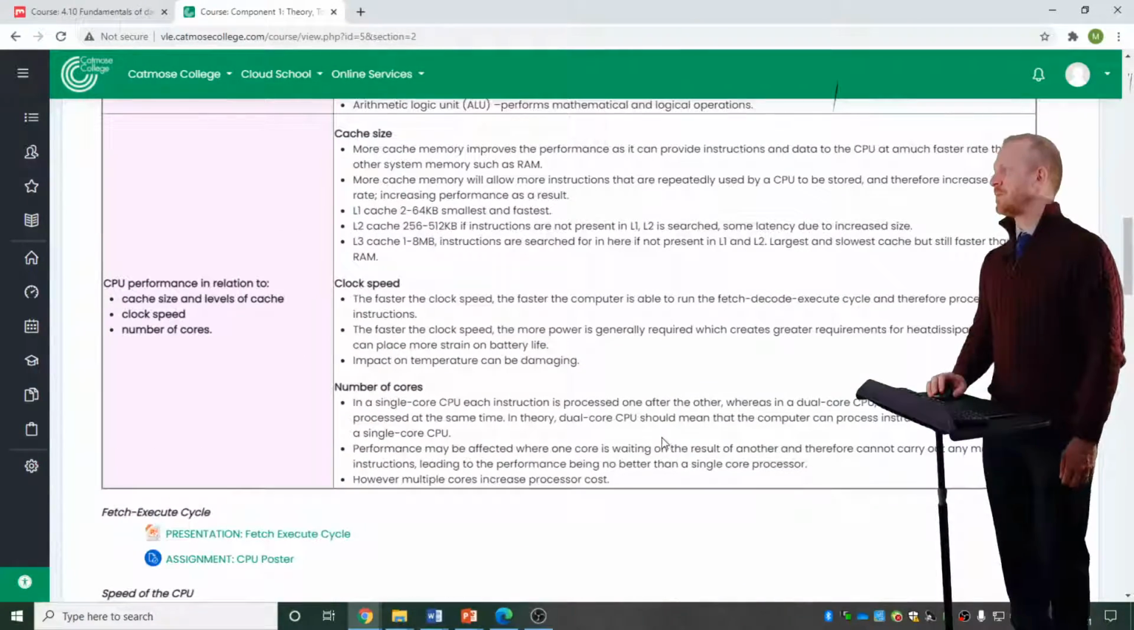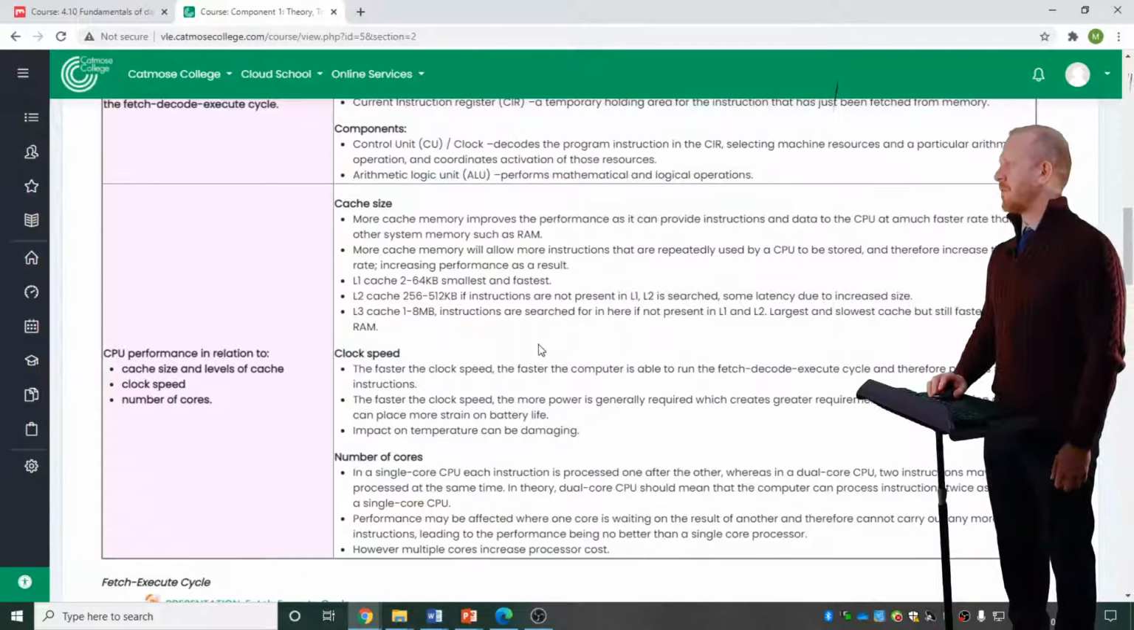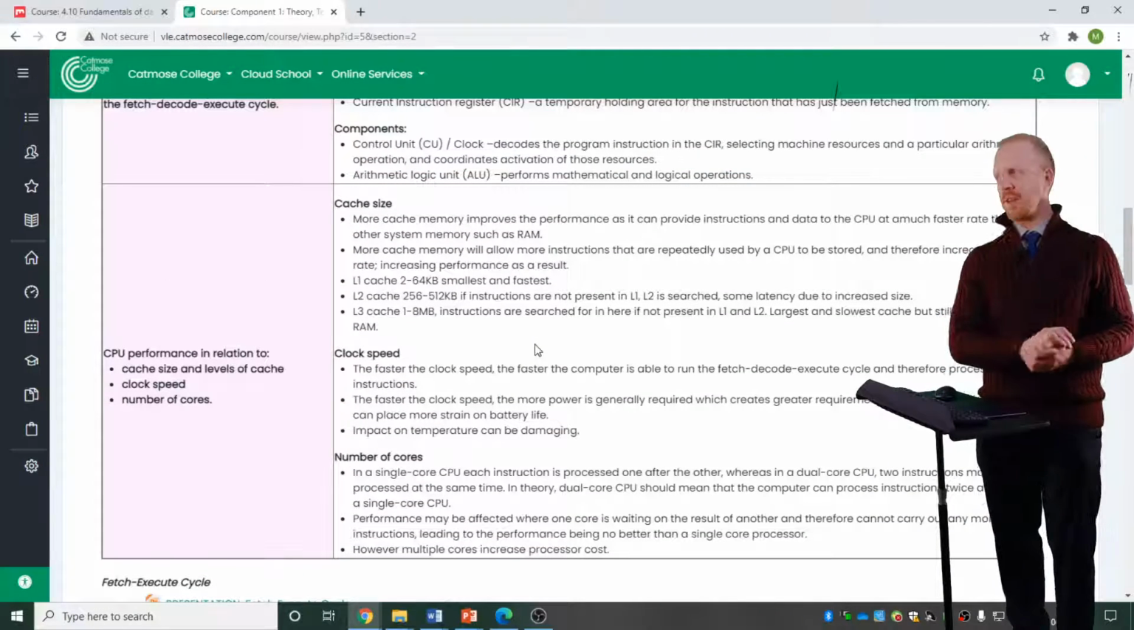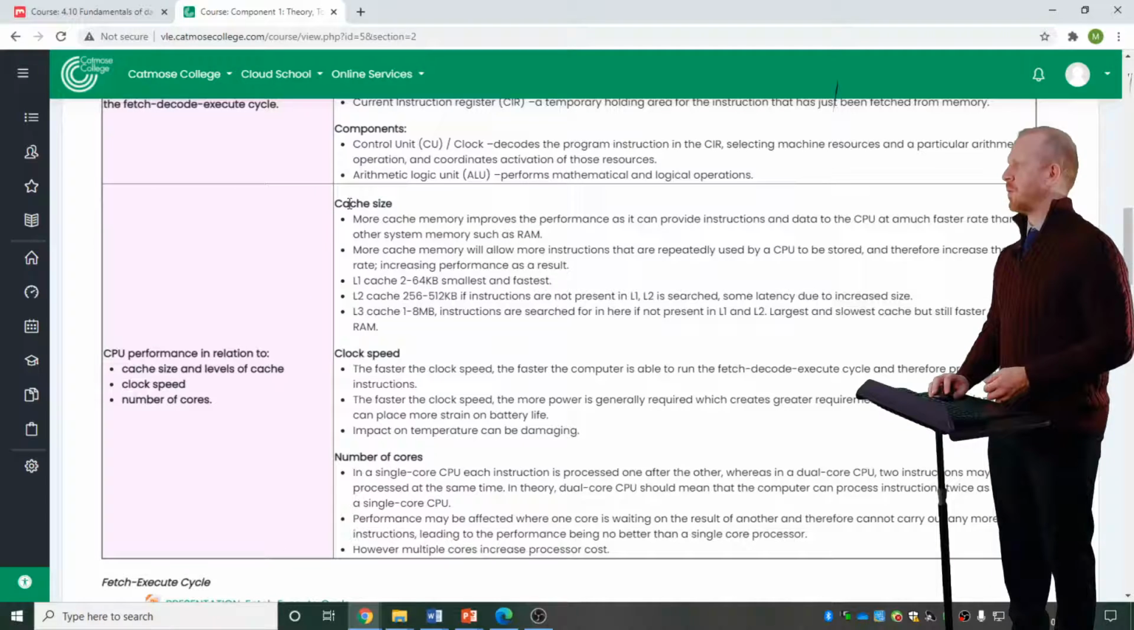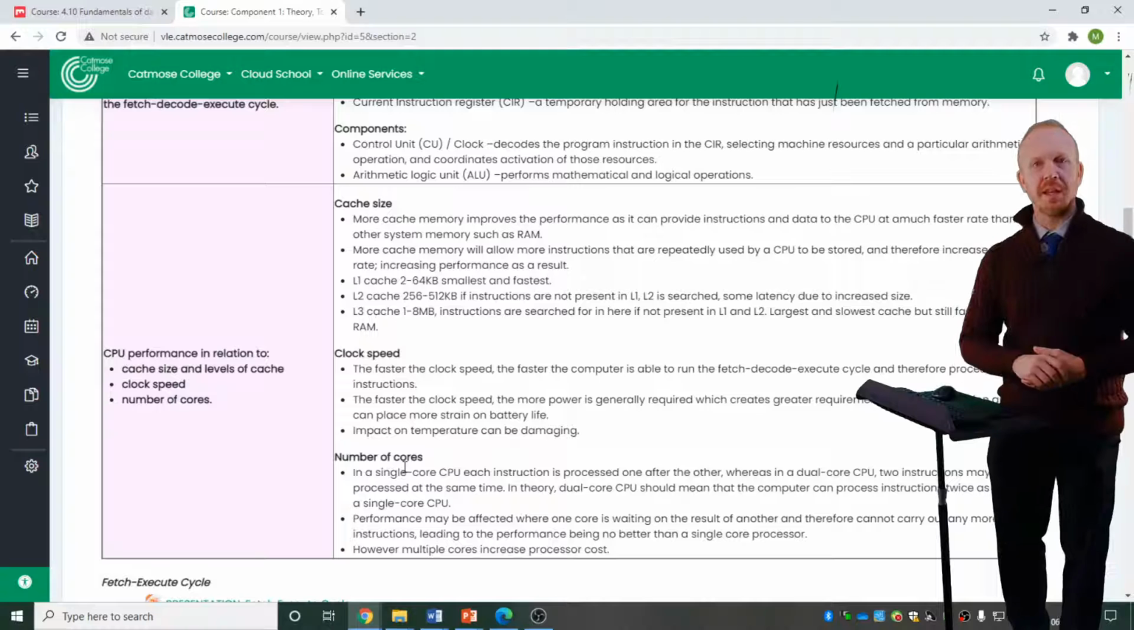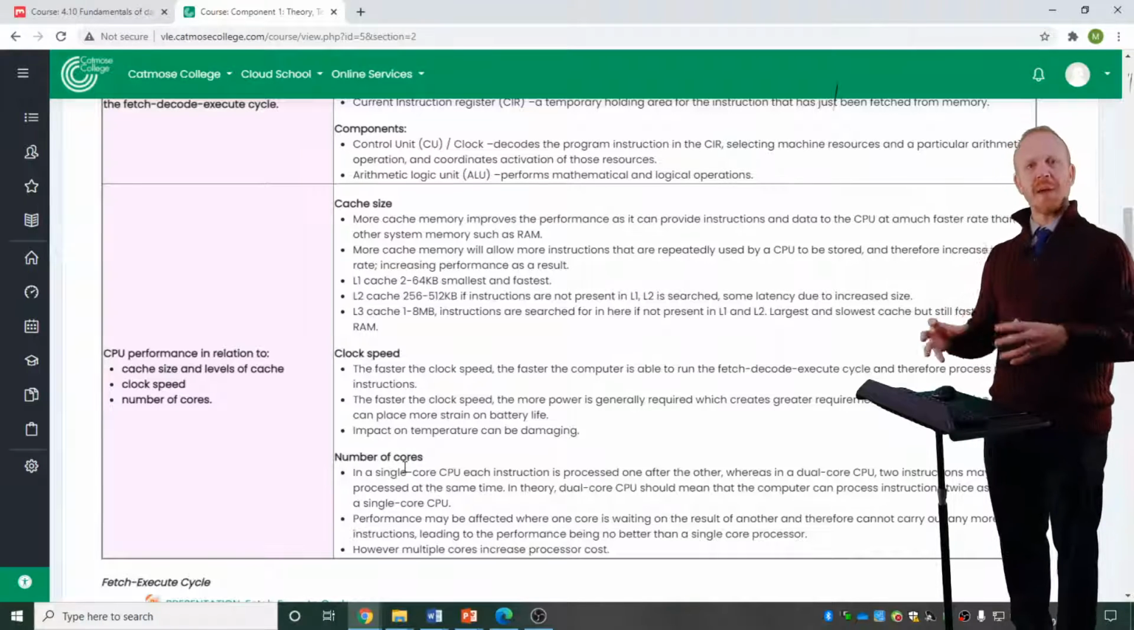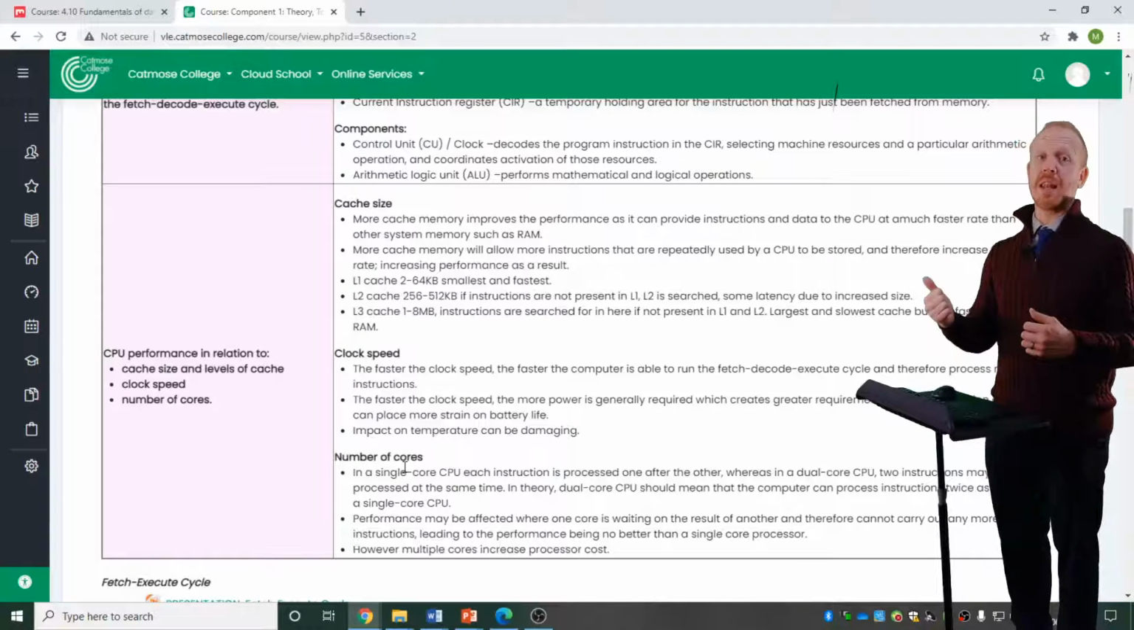There's then the factors that affect the speed of a CPU. So the three we need to know about were cache size, clock speed, and number of cores. You need to be able to say what those things are, how they make a difference to the speed of the computer, and what their limitations are.